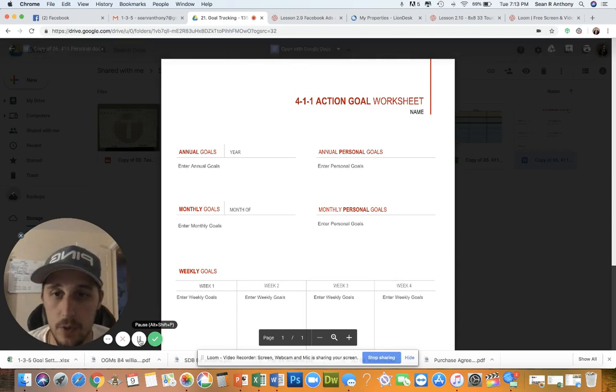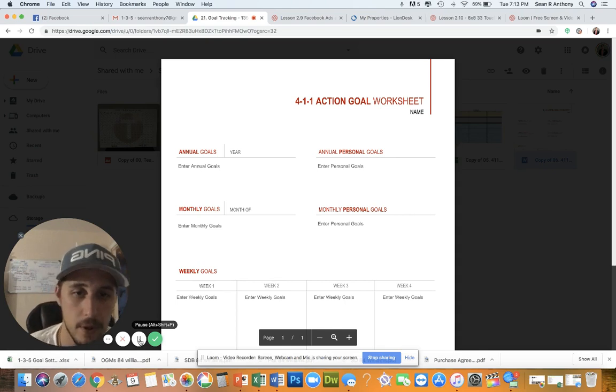We have annual goals. What are they? Enter the goals. Annual personal goals. What are your personal goals? My personal goals as far as like my weight, or it could be anything. Weight, how many books you want to read. That's what I usually put over there, as far as workouts per week. What are my annual goals? My monthly goals, my monthly personal goals.